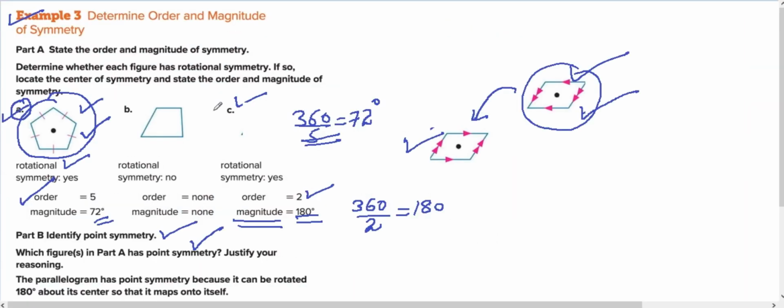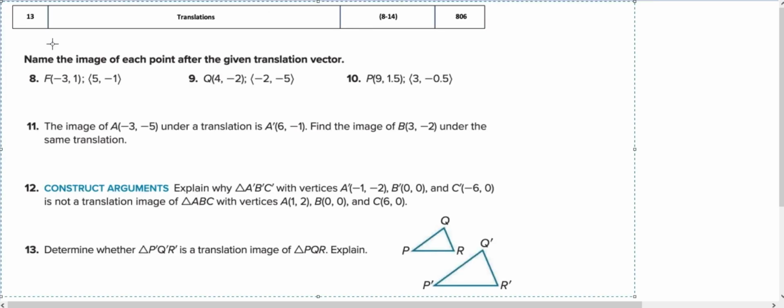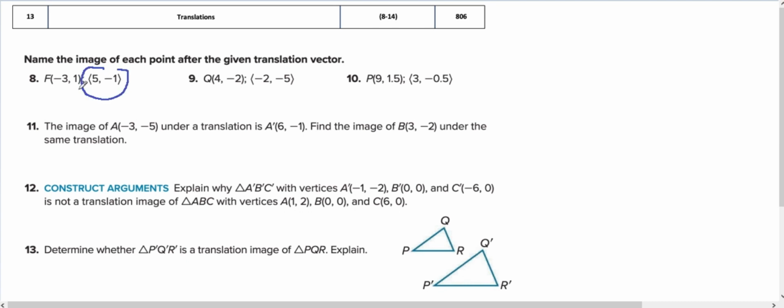Translation vector. So question number 13 now, it was question number 12. Now 13 is: translation vector is given. Name the image. The point F is given to you, -3 and 1, and the translation vector is given.